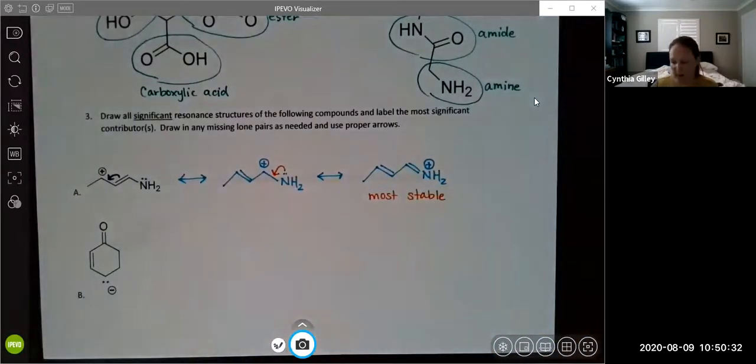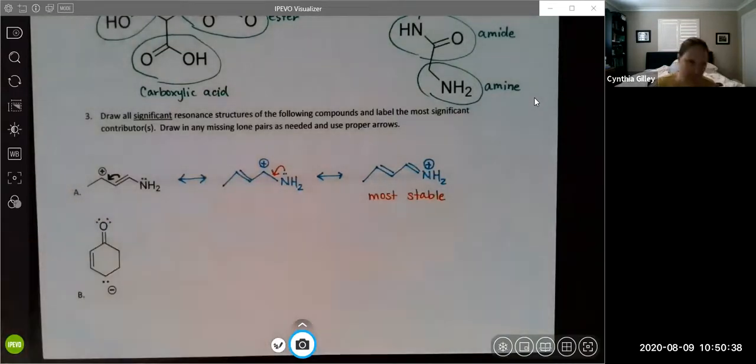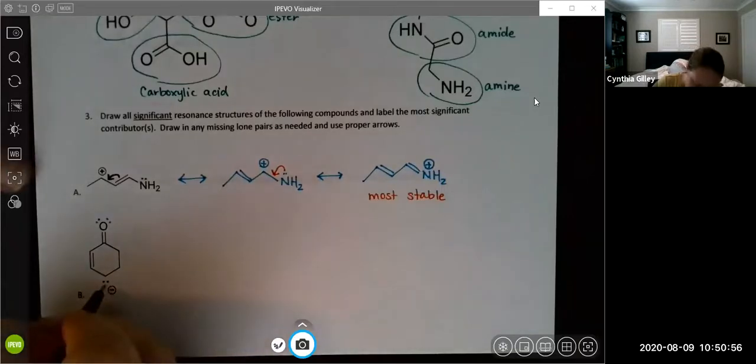All right, moving on to the next one here. We're going to draw in our lone pairs, if they're not already drawn in. And then as I mentioned, usually if you see a charge, you want to start there with your pattern. What I'm noticing here is the allylic lone pair pattern. Right, so we have a pi bond and one bond away is a lone pair. So this is an allylic lone pair.